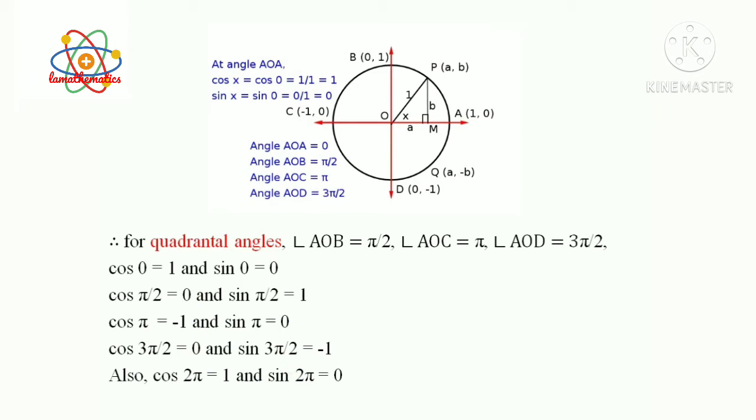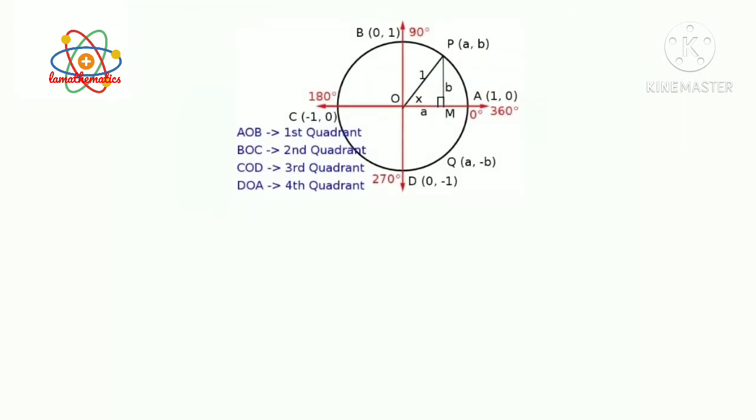If one complete rotation is done, the terminal side coincides with the initial side and the angle becomes 2 pi or 0. Therefore, cos 2 pi equal to 1 and sin 2 pi equal to 0, same as that of cos 0 and sin 0.